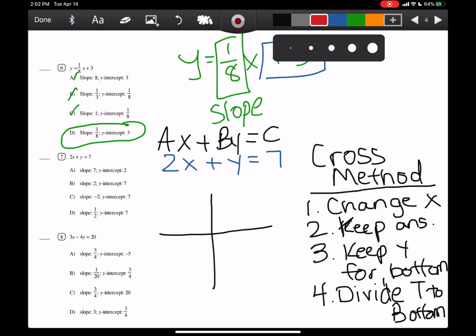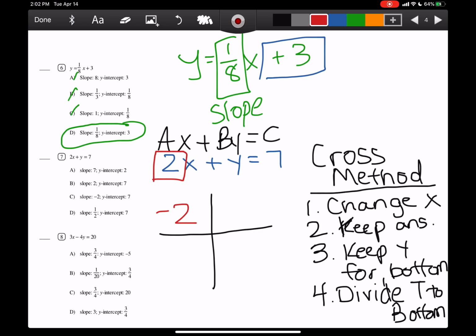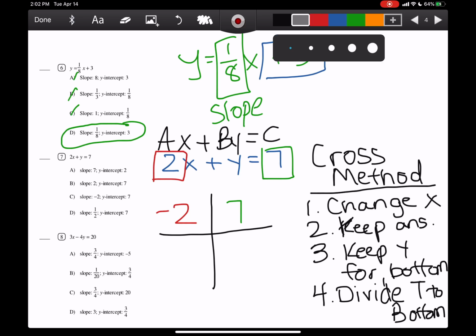Well, in this case, we have a positive 2 in front of x. So to change it, we're going to make it a negative 2. The next step is to keep answer. Well, it's equal to a positive 7. So I'm going to put positive 7 in this box. Step 3 is to keep y for the bottom. Keep y for both the bottoms. So in this case, we don't see a number in front of the y, but we can always assume that it's going to be number 1. So we have a positive 1. So I'm going to keep y for my bottom boxes. And then I'm going to divide from top to bottom.